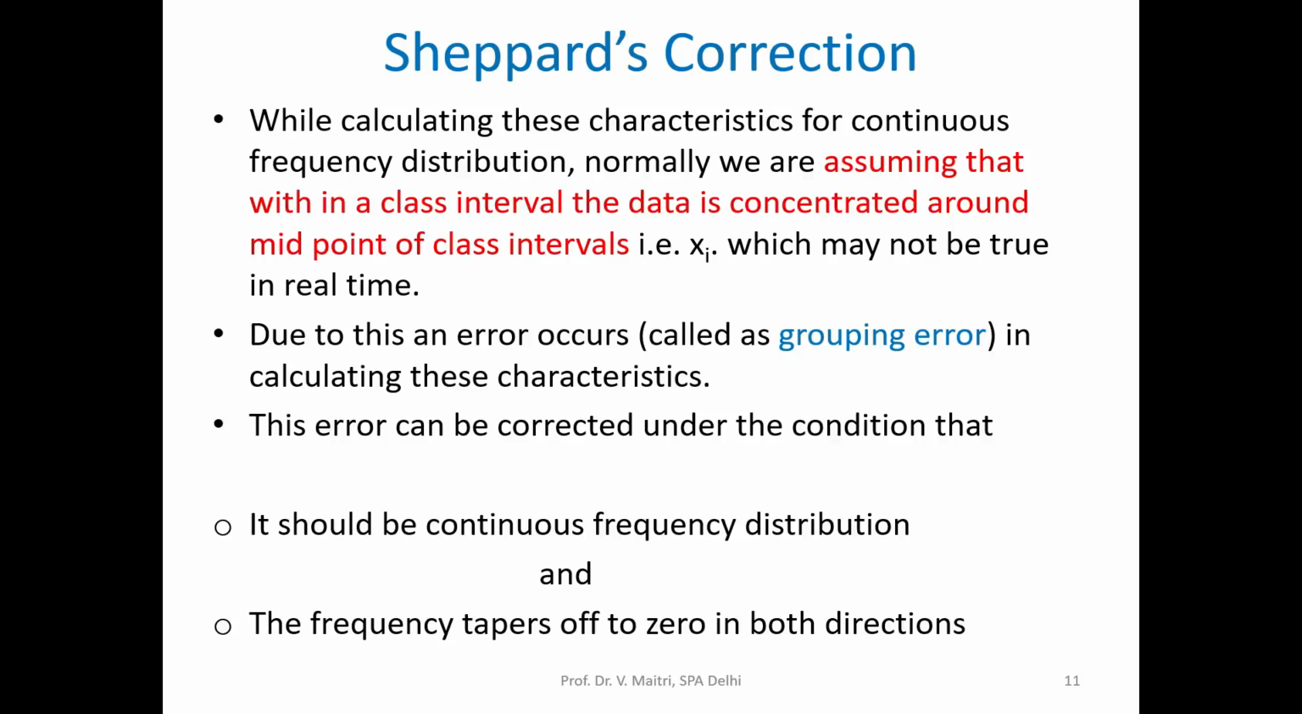So due to this an error occurs, and this error is known as grouping error, because of the class intervals which you make. So this error we can correct under condition number 1, if it is a continuous frequency distribution, and the frequency tapers off to 0 in both directions. Then we can apply the Sheppard correction.